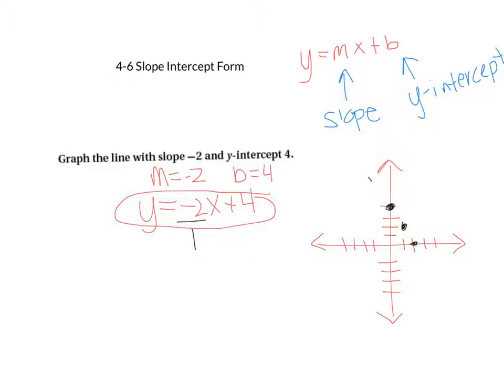And if you notice, my line is actually a negative slope line. And that's not a coincidence. If this number, -2, let me point to it, if this m is a negative, then your line should be a negative line.